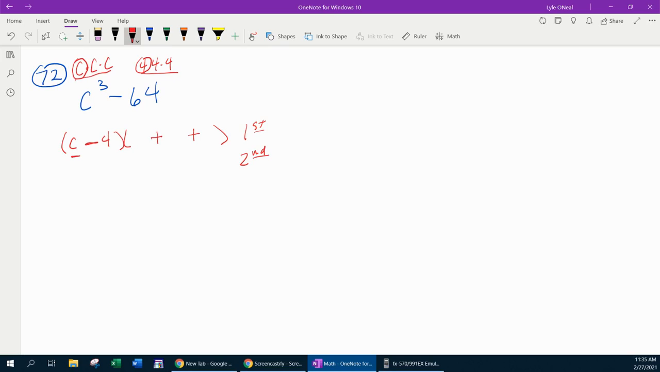So that means we're going to take the first term and we're going to square it. Then we're going to take both of these terms and multiply. C times 4, that is 4C. And for the last blank, we're going to square the 4. 4 squared is 16. And we're done. That is now factored completely.